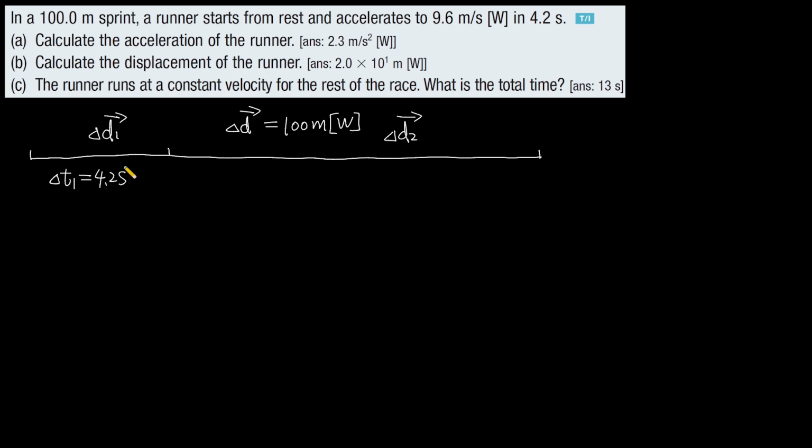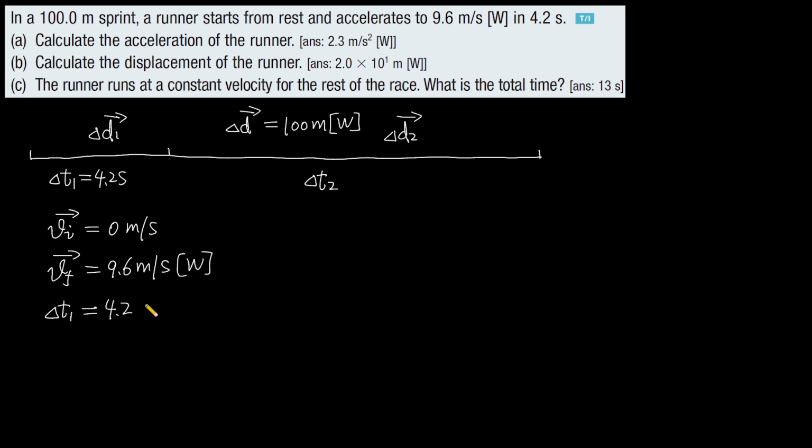4.2 seconds. And the time interval for displacement 2 is delta t2. The initial velocity of the runner is 0 meters per second, and the final velocity is 9.6 meters per second west. And the time interval for the accelerating stage is 4.2 seconds.